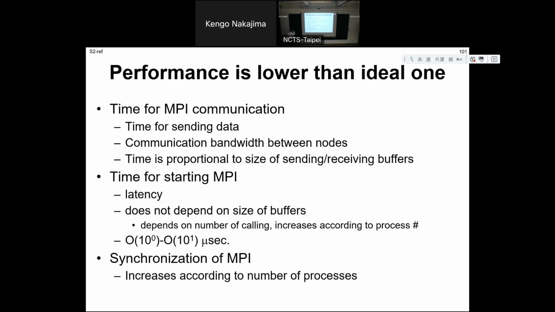So in our case, again, the message size is very small. We are exchanging only one data, okay? That means 8 bytes with the neighbors. So most of the overhead is from this time for starting MPI and synchronization.